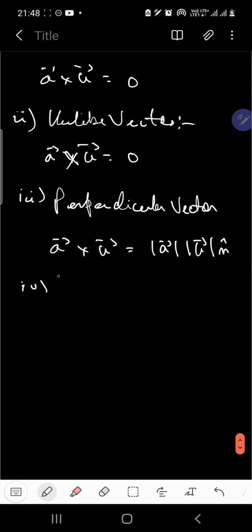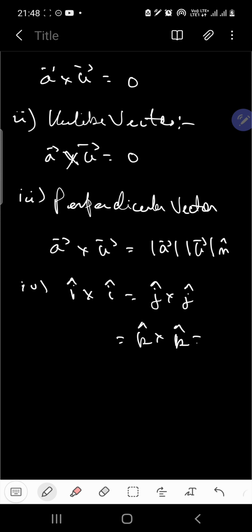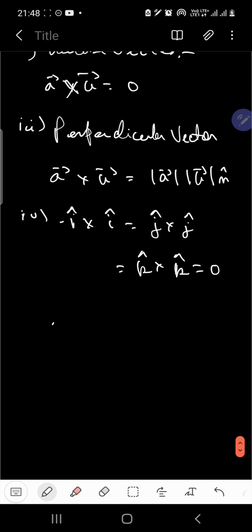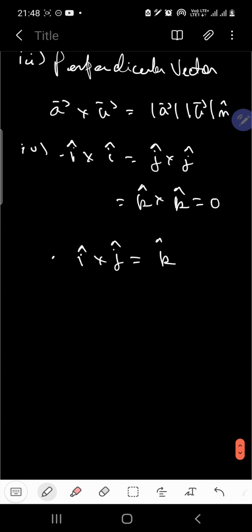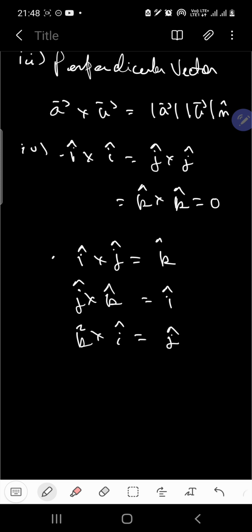Further, we have I cross I equal to J cross J equal to K cross K equal to 0, and we have I cross J equals K. The reason is that K vector is a unit normal vector which is perpendicular to both I and J. Similarly, J cross K is equal to I and K cross I is equal to J. So these are the geometric properties of what the cross product gives us.